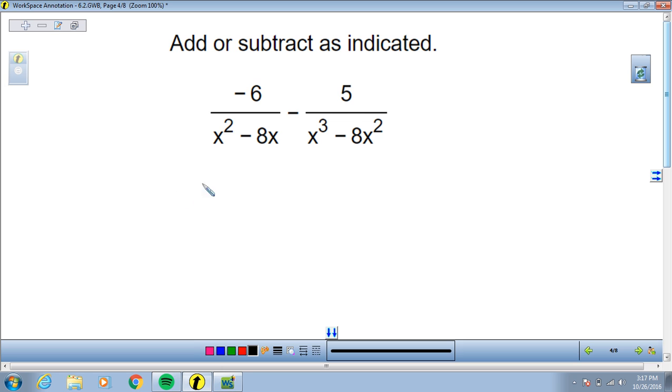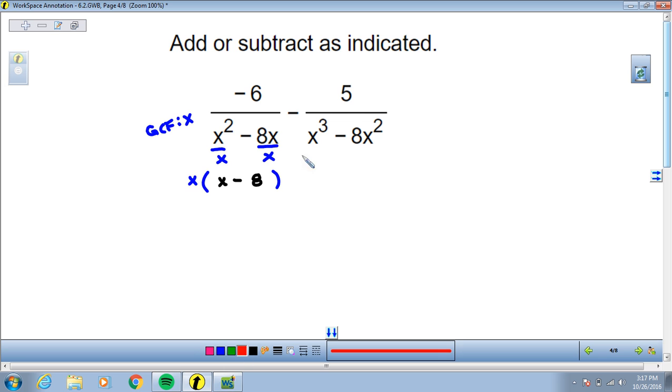So the first thing, as usual, we need to factor my denominators before we can find the least common denominator. So the first denominator, you see that both of these terms have an x. So that means that we need to factor a greatest common factor of an x from both of them. And when you factor greatest common factor, you need to divide it from both of them. So if I divide the x, we're left with x minus 8 inside of the parentheses. And that's it, right? Because x minus 8 cannot be factored more.